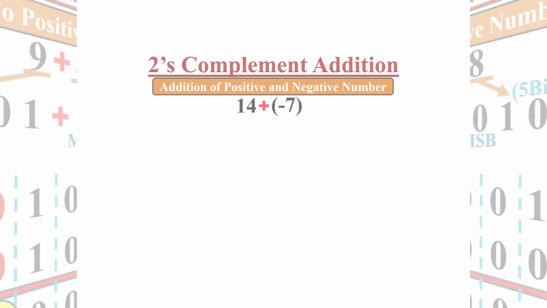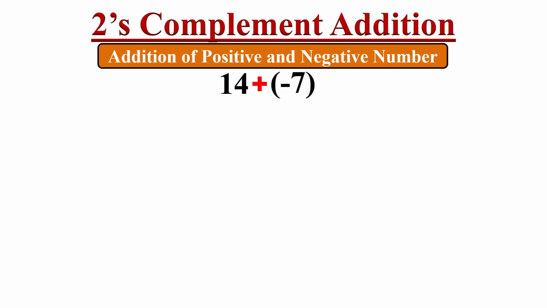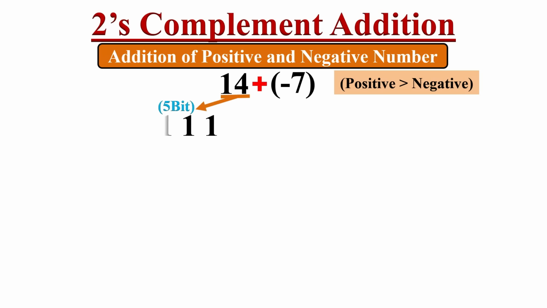Now let's see another example. Addition of a positive and a negative number. Plus 14 plus minus 7. Here the positive number is greater than the negative number. First we will represent 14 in 5-bit form, that is 01110. Here the MSB is 0, which shows positive representation.